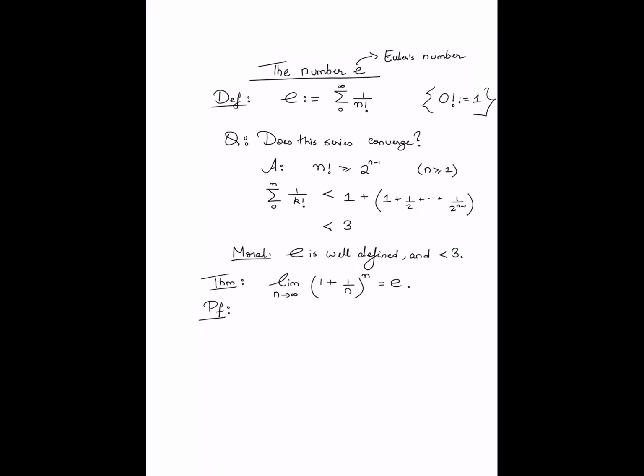So I'm going to define the two sequences that I have to show have the same limit. One of these, of course, is the sequence of running sums involved in the definition of e, which is the summation from 0 to n of 1 by k factorial. I'm going to define this as S_n, and T_n is what we have in the statement of the theorem, (1 plus 1 by n) raised to n.